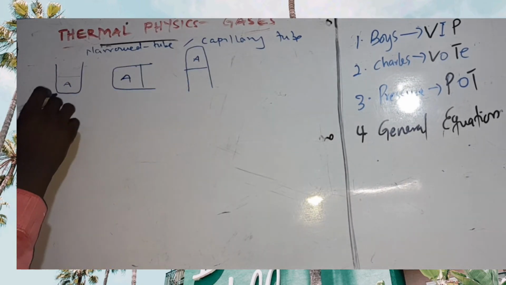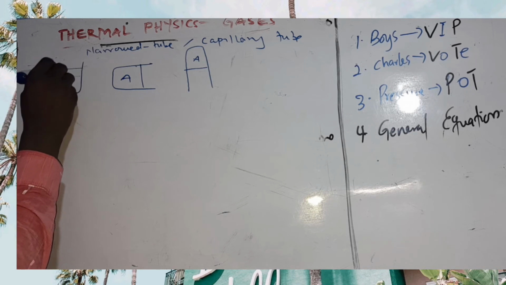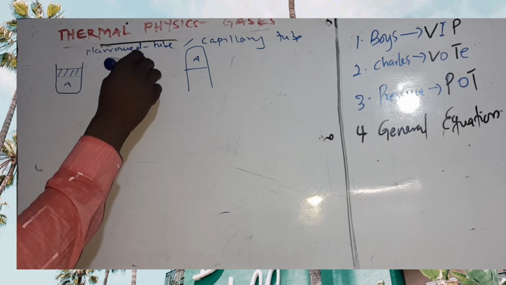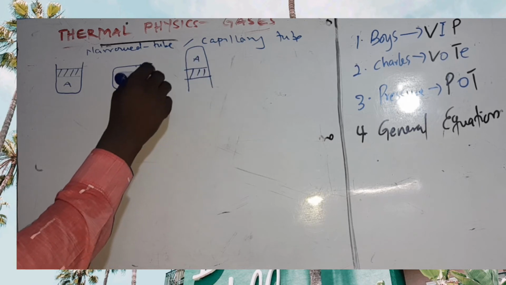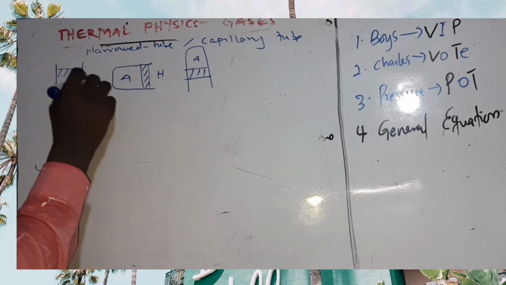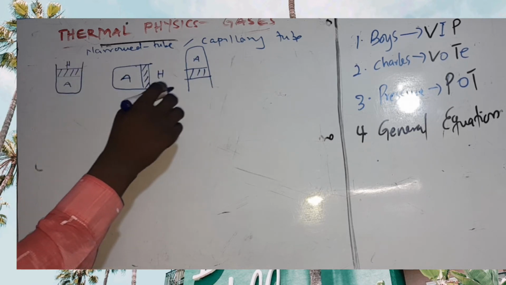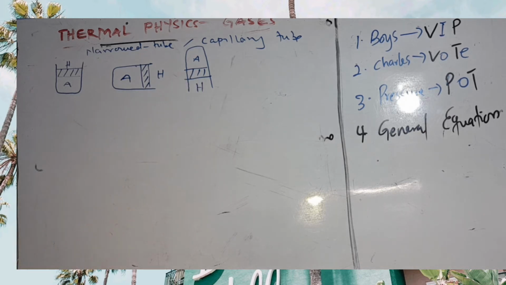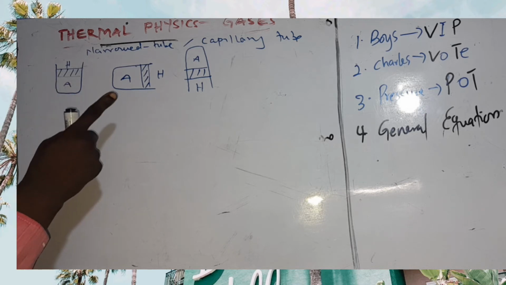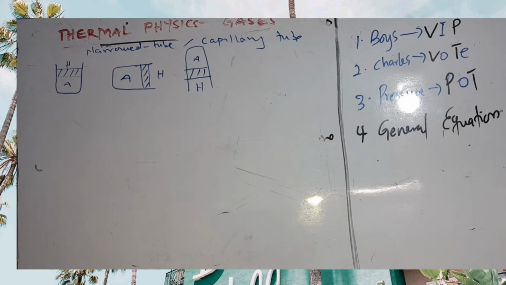Now, this tube, they can seal the tube with maybe mercury. Let's say the tube is sealed with mercury. Now, we'll have atmospheric pressure here. In this particular scenario, we have to find the pressure and the volume if you are using Boyle's law.